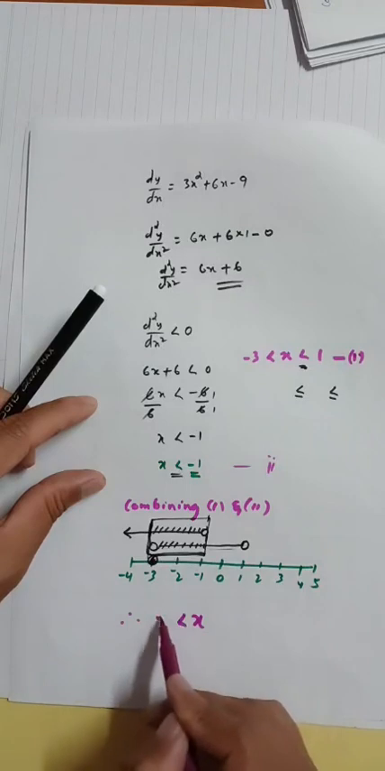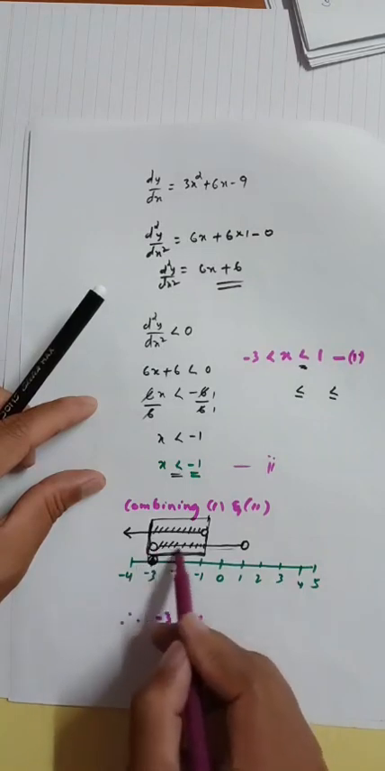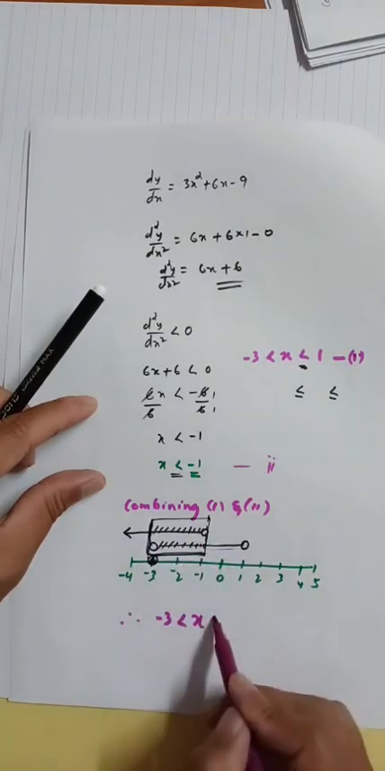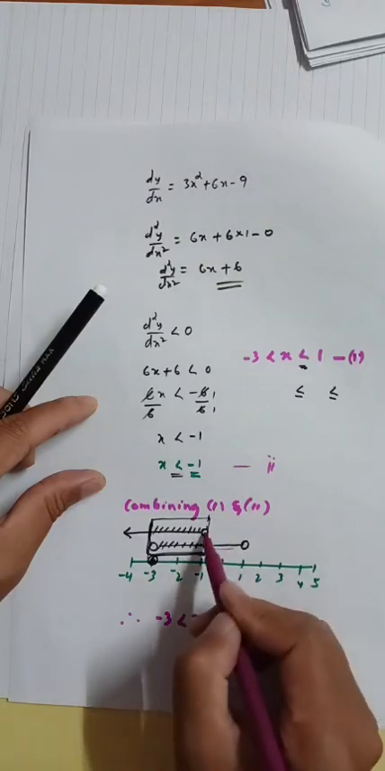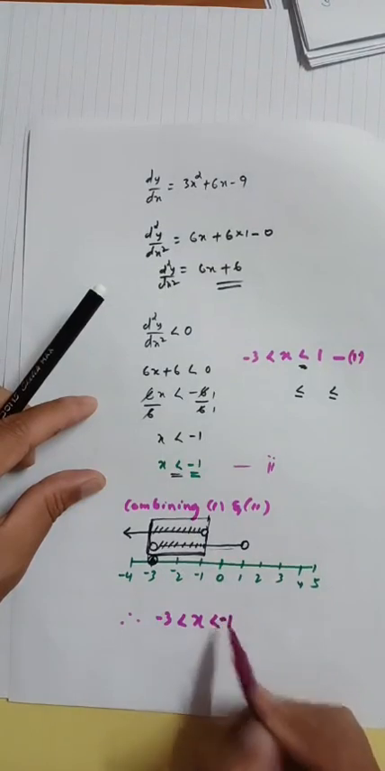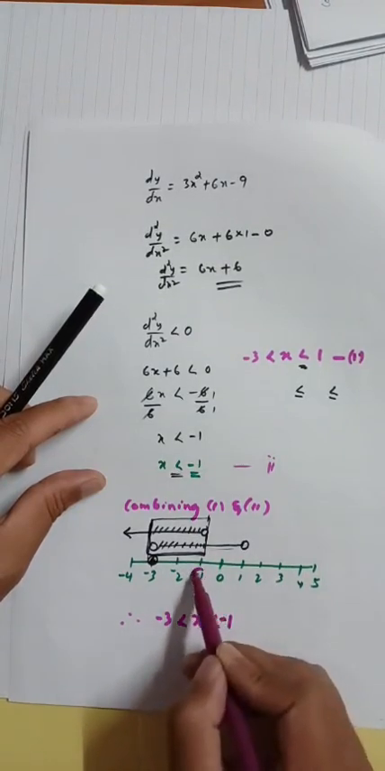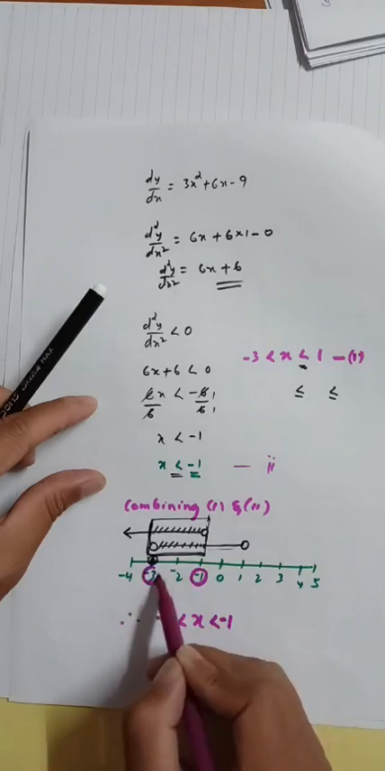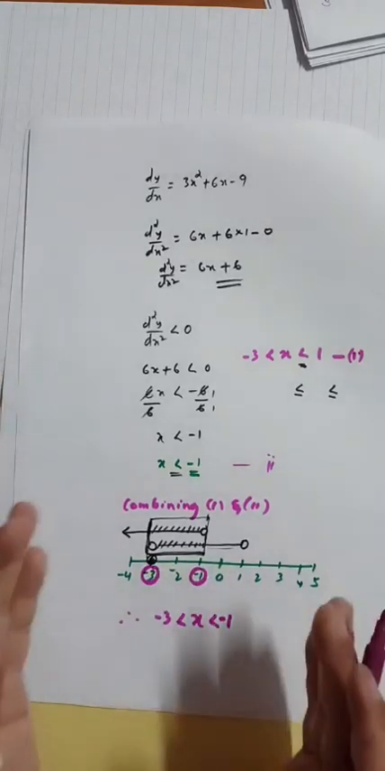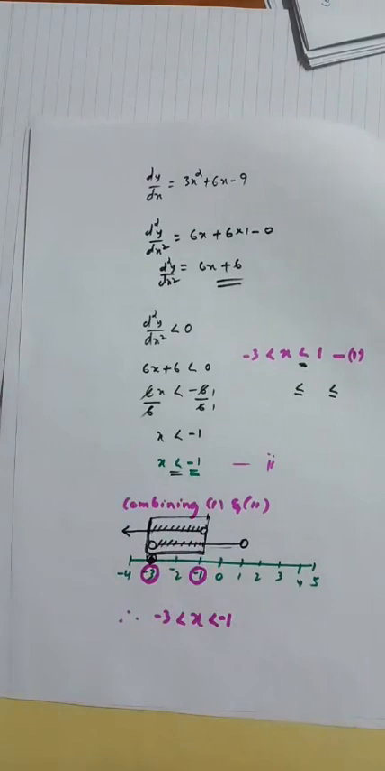Therefore the final inequality: x is greater than -3, and less than -1. The common point end is at less than -1, so the end points are -3 and -1.